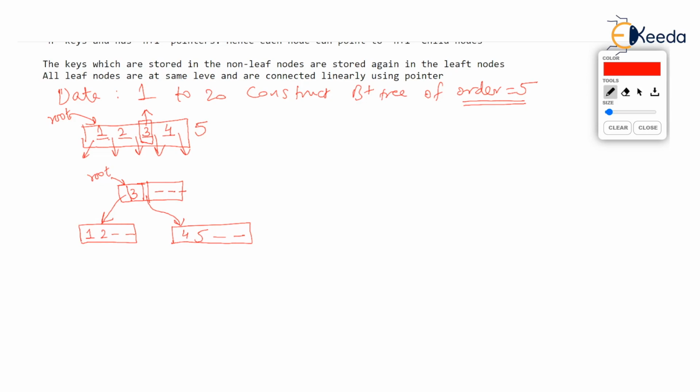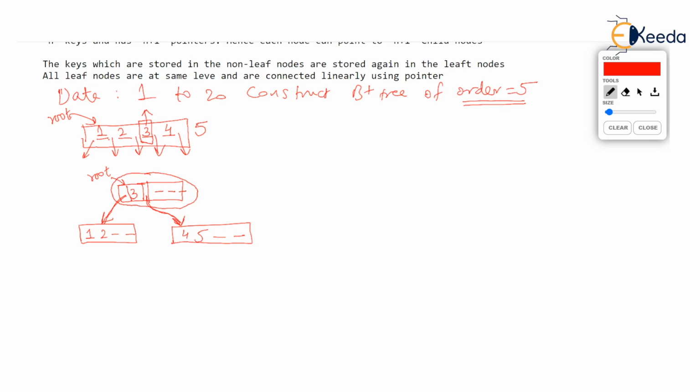This is what we did in B tree also. I hope you have seen that video: split and propagate. Now comes the turning point. Now this 3, I am marking it. This 3 is stored in the non-leaf node. Observe this is a non-leaf node because it is having 2 children, isn't it? Then any key stored in the non-leaf node is stored again in the leaf node.